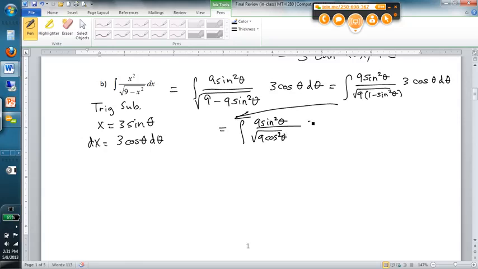That's just 9 sine squared over 3 cosine theta, and that's going to work out really nicely. Because what happens? 3 cosine theta cancels. It won't always be quite that nice, but you usually get some nice things happening when you do this. So I end up with just the integral of 9 sine squared theta d theta.